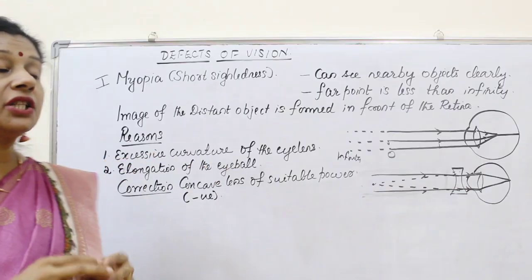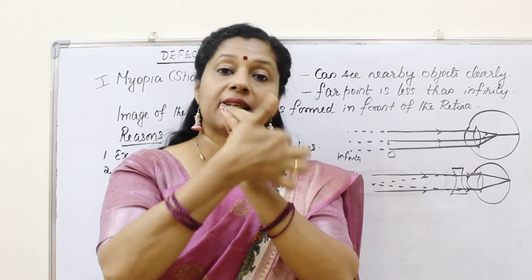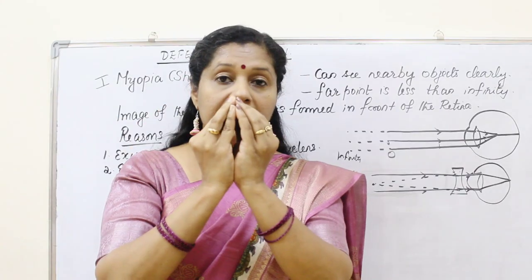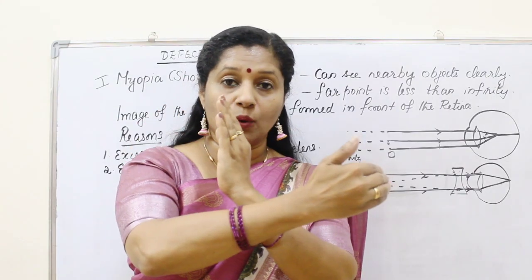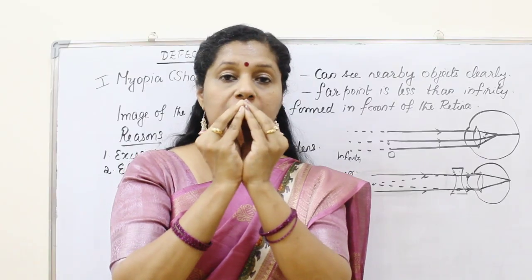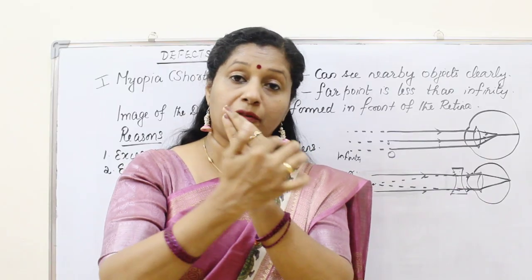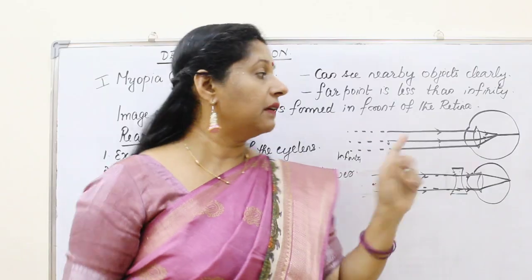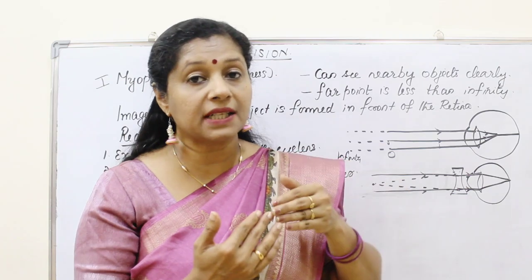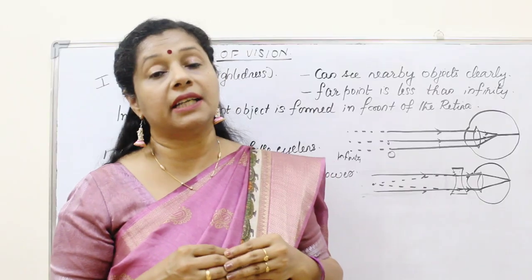One is excessive curvature of the eye lens. The eye lens, last class I told, if the lens is thick like this, means the curvature is more, so the focal length is less, power is more. But if the lens is thin like this, focal length is more, power is less. Here, the excessive curvature of the lens means the lens is very thick and the focal length is very short. If the focal length is very short, it is not reaching the retina. It's a convex lens, so all the rays will converge at a point in front of the retina. That is the reason why they are not able to see.